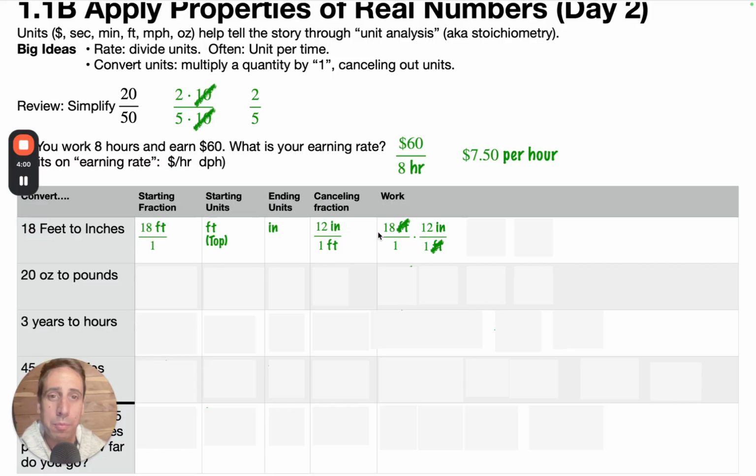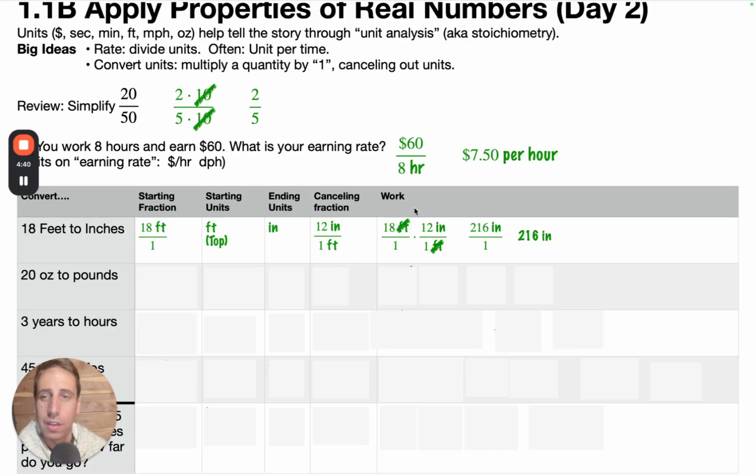Now, if I had flipped it, if I had put the 1 foot over 12 inches, with feet on the top and feet on the top, then that wouldn't help me cancel out. So it wouldn't really work in this situation. But because I chose my canceling fraction to be this specific way and not the flipped way around, the feet will cancel top and bottom, and I'm left with 12 inches over 1 and 1. If I multiply across, I get 18 times 12 is 216 inches over just 1, which simplifies down to 216 inches. And that kind of makes sense. Like 18 feet, that's a whole lot of inches.